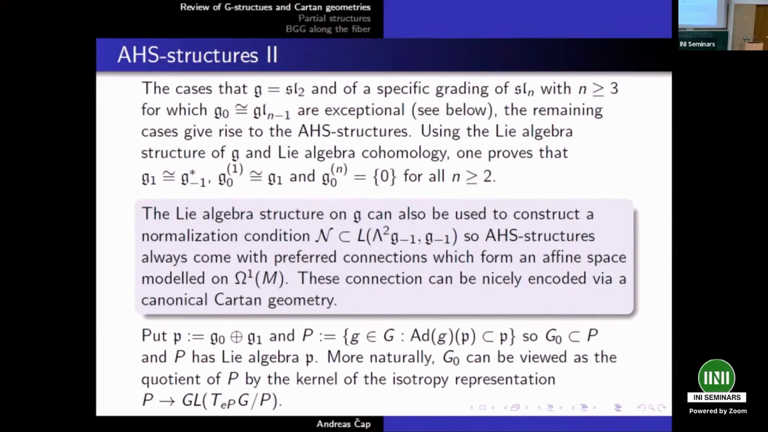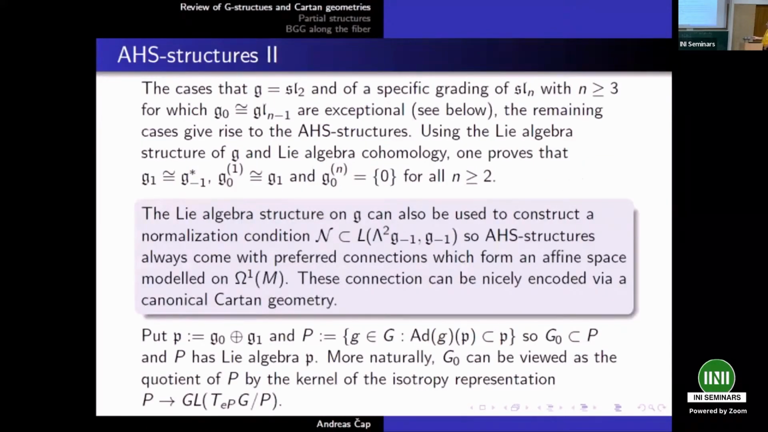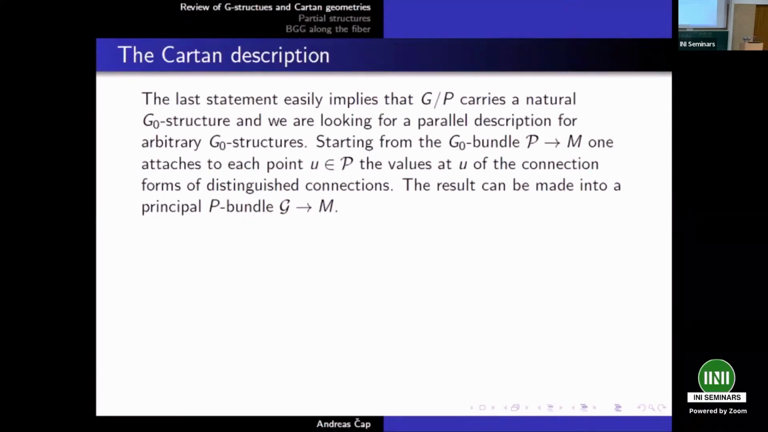But the conceptual point of view is, if you look at G mod P, G acts from the left, you have a base point. This base point is fixed by P. So you get an isotropy representation of P on the tangent space of the homogeneous space at that base point. And G_0 is exactly the image of P under this representation. Yeah, so that's what you see to first order on G mod P, if you want. Okay, and so this last statement, that you have this kernel of the isotropy representation, easily implies that G mod P carries a natural G_0 structure.